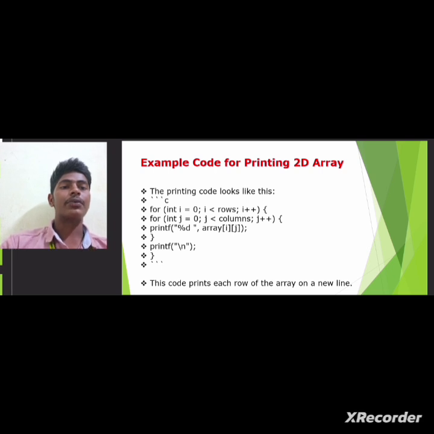Example code for printing a 2D array. The printing code looks like this. See, for (int i = 0; i < rows; i++), and in the next loop, for (int j = 0; j < columns; j++), again printf("%d", array[i][j]); Then printf("\n"); This code prints each row of the array on a new line.